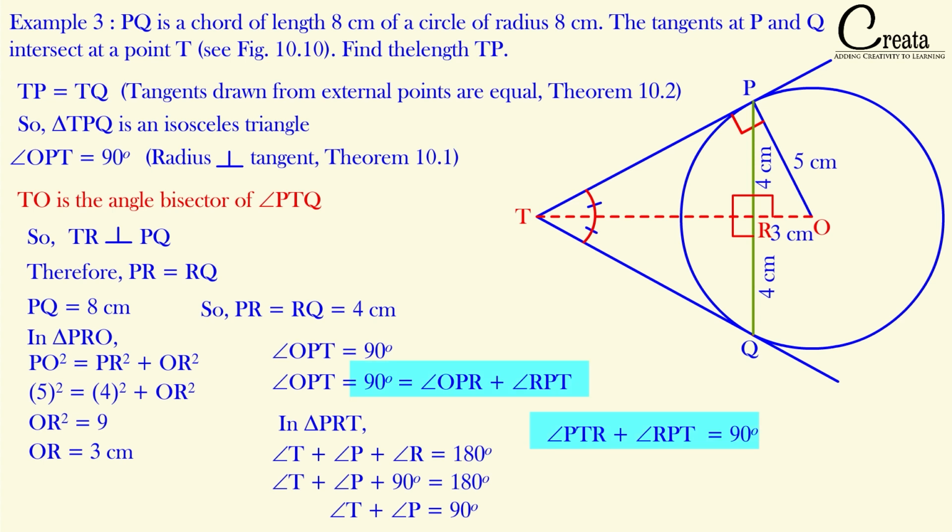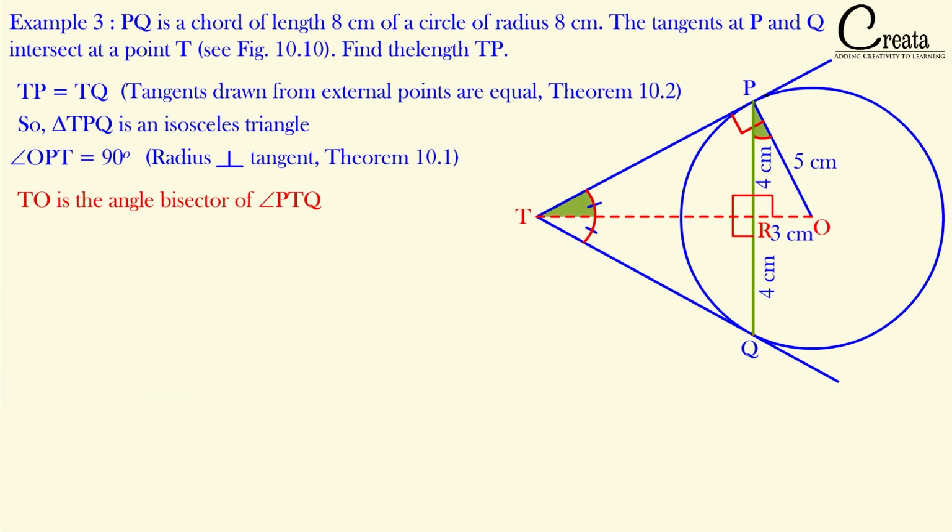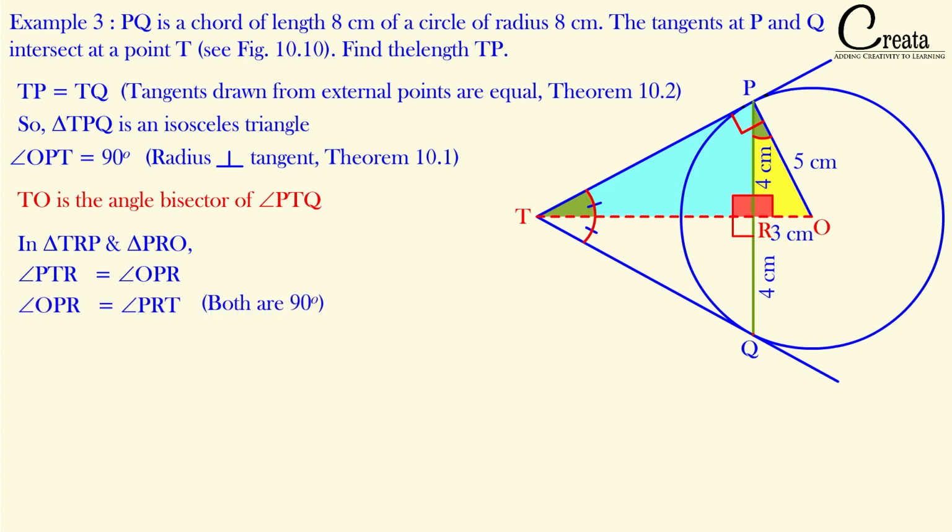Here let's compare both the equations. Both are equal to 90 degrees, so we can equate both the equations. These two terms will cancel out. We got angle PTR is equal to angle OPR. These two angles are equal to each other. Further, if we compare these two triangles, in these two triangles, these two angles are equal and these two angles are also equal, as both are 90-degree angles. So we can say both the triangles are similar to each other by the angle criteria.